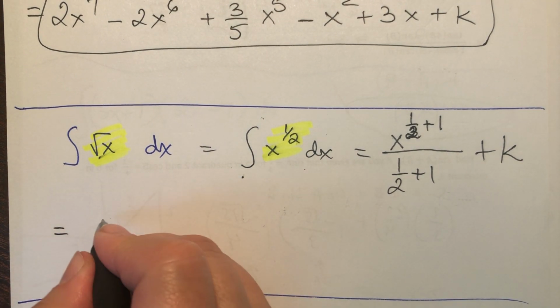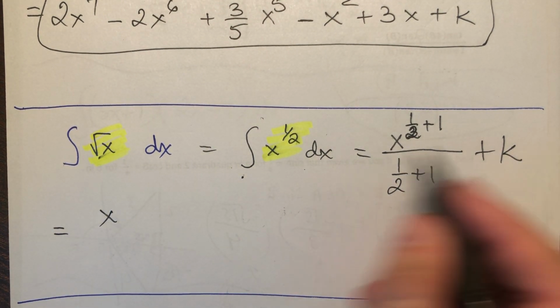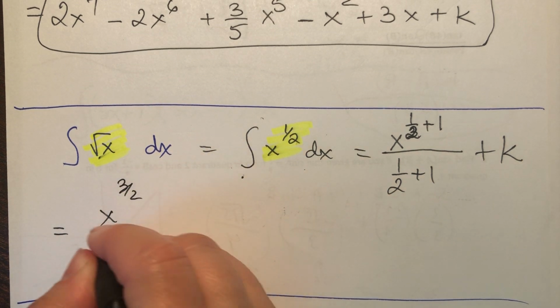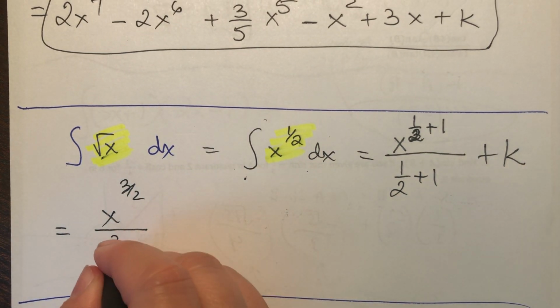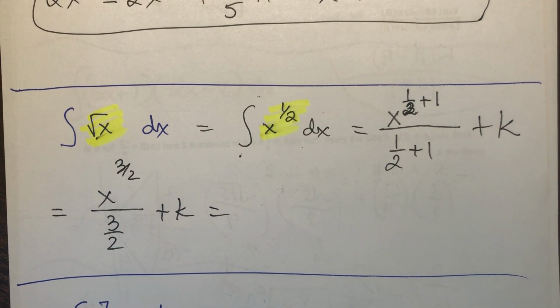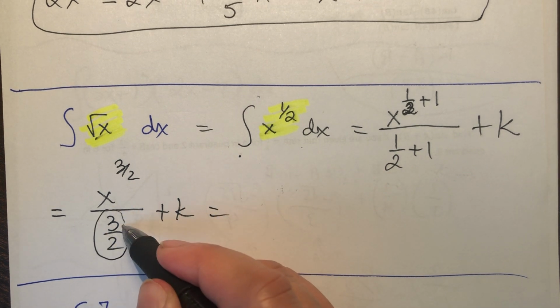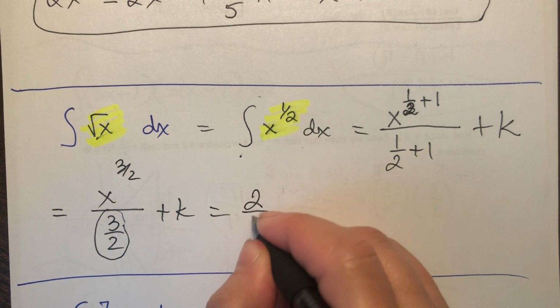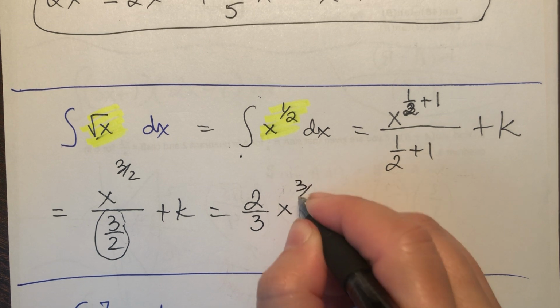So let's fix this. What is 1/2 plus 1? Well, that's 3/2 divided by the same 3/2. Now, sure enough, we do not want to divide by a fraction. So to divide by a fraction means to multiply by its reciprocal.